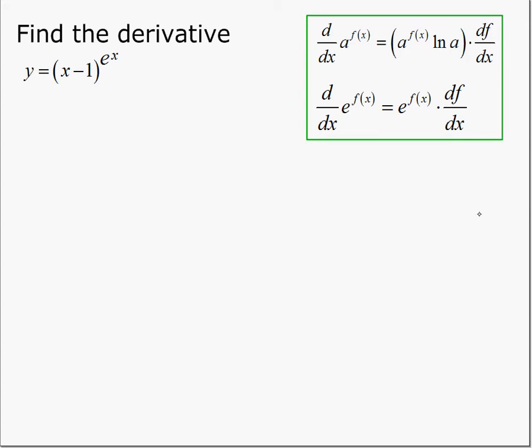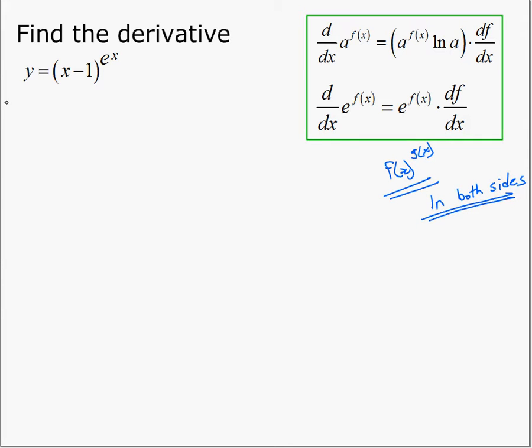This example asks us to find the derivative of y equals (x minus 1) to the power of e to the x. X minus 1 is a function. E to the x is also a function. So we're asked to find the derivative of the form f of x to the g of x, or a function to the power of a function. As soon as we see that, we should think natural log of both sides, as per logarithmic differentiation.